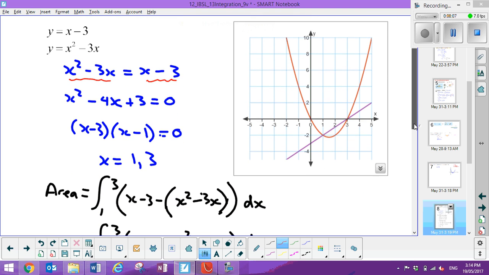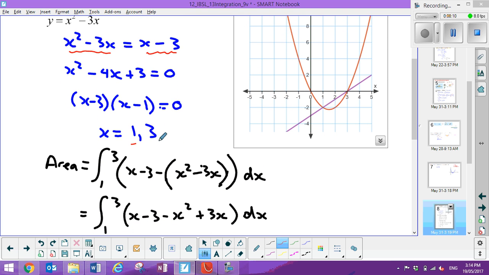Put them all on one side, factorize and solve. So we come out with 1 and 3 as the points of intersection, which we can see clearly from this graph, but you probably won't have it that accurate if you were sketching it on paper. To get our area, because our linear is the upper function, it's above, minus the quadratic one, which is below. So we want x minus 3 subtracting our quadratic. Note the use of the brackets. You want to subtract everything, so put that in brackets to remind you everything gets subtracted.